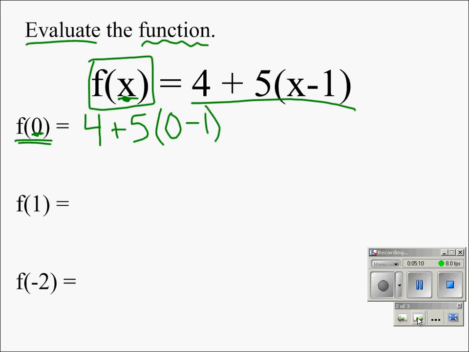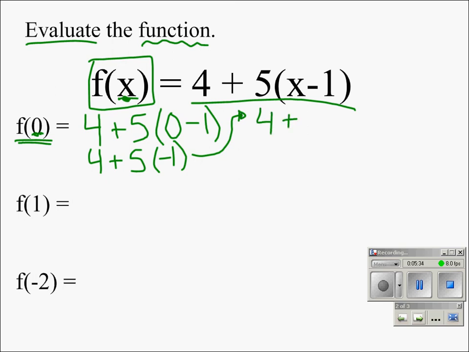Okay. Again, order of operations. This time we have parentheses and we have something to do inside of it. So I have 4 plus 5. 0 minus 1 is a negative 1. Now I look for multiplication and division. Right between the 5 and the negative 1, I notice a multiply because there's no sign for us. So I rewrite everything else.